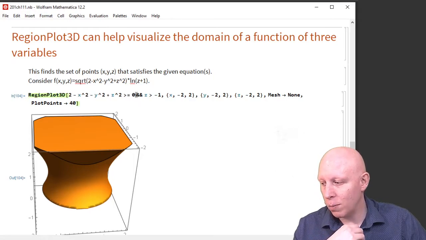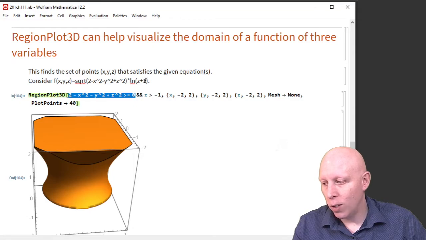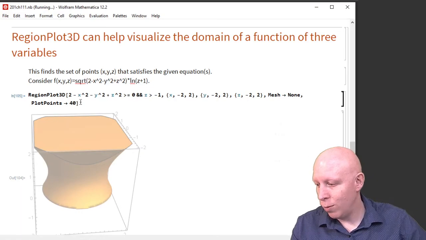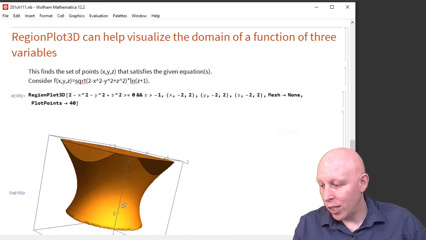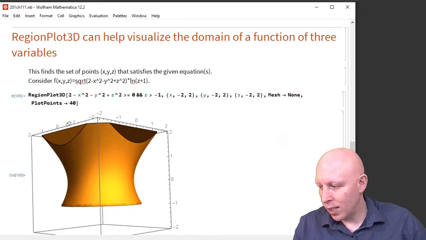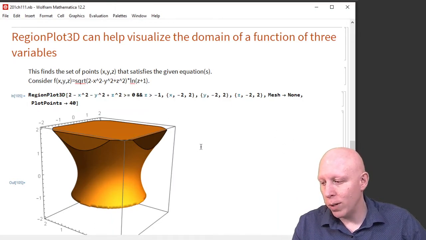Just like before, we have to specify that whatever is inside the square root is greater than or equal to 0, and whatever is inside the natural log has to be strictly bigger than 0. So we run the region plot 3D command, and we get this region. These are all the points that you can plug into this function. I've used the plot points option to make it even smoother, so we can see this with better resolution.